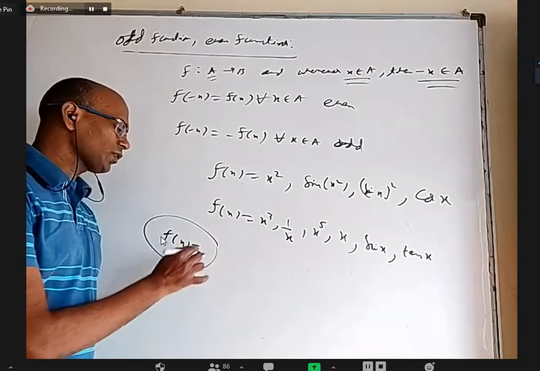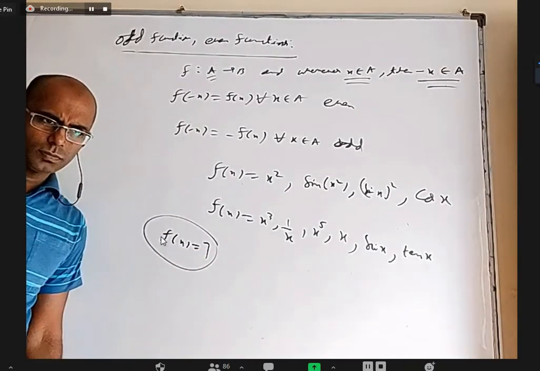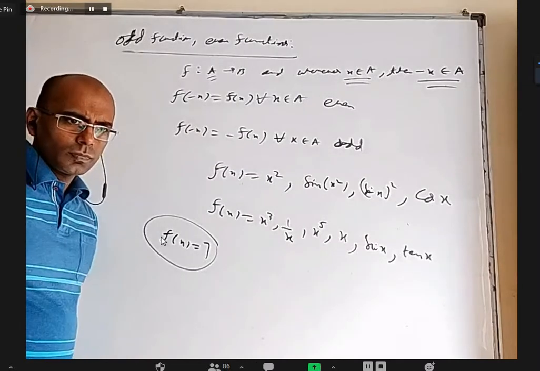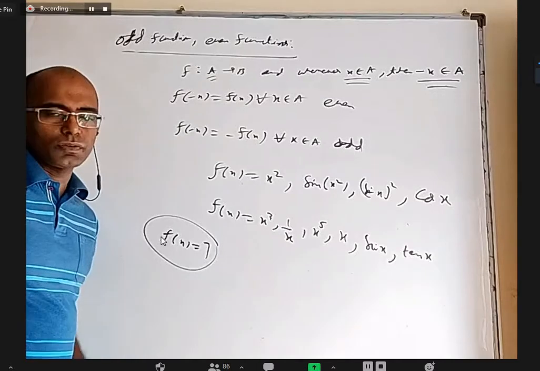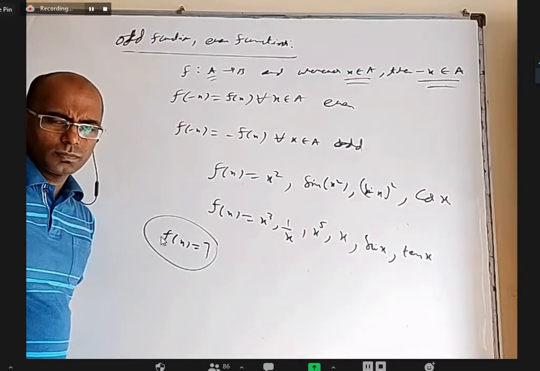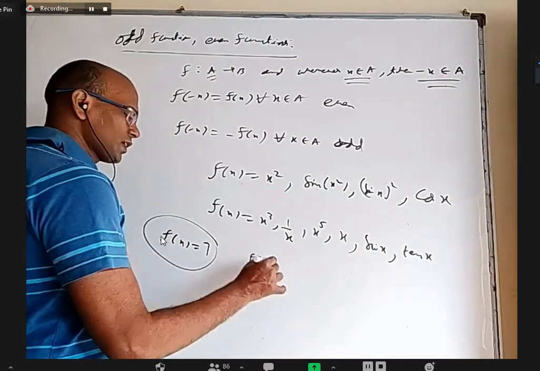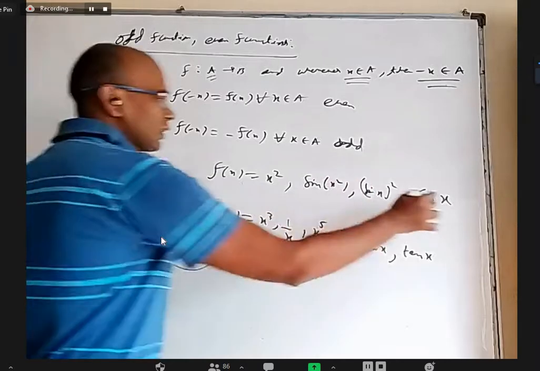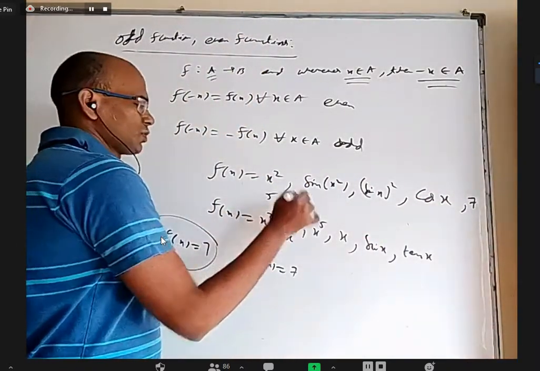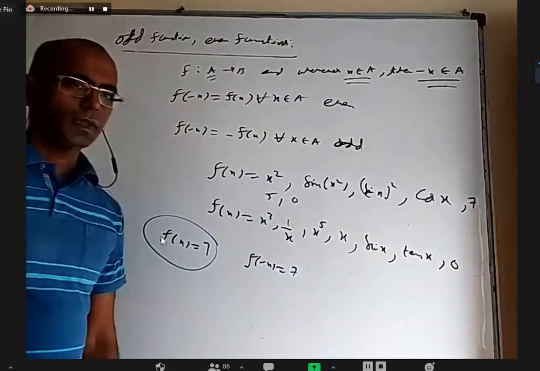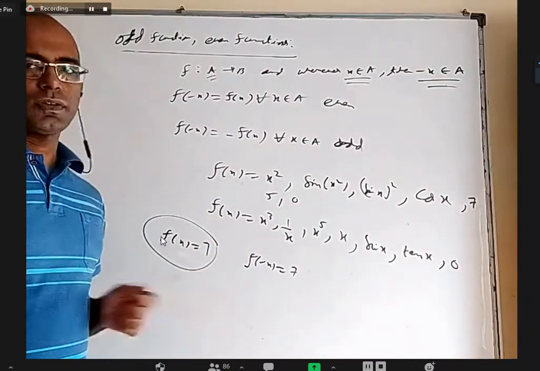Instead of 0, if you take some other constant, 7, now tell me what it is, even or odd? You replace x with minus x. Are you getting back the original function or the negative of the original function? Original function. Even, sir. f of x is 7, f of minus x is also 7. It is even. So for an even function you can write a constant also. You can write 5 or 0. Here you can write only 0. So there is a particular constant function, that is 0, which is both even and odd.